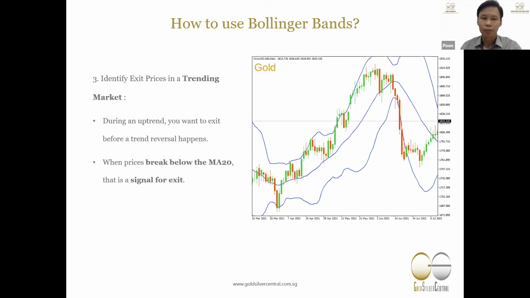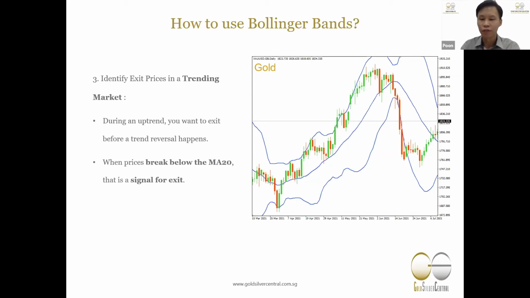So we talk about spotting opportunities for entry. So what about exit in trending markets? The concept for selling is you want to exit. You want to sell your precious metals before the uptrend turns into the downtrend, right? So what you can do here is that when prices break below the moving average 20, the middle band, the middle line, you see that the Bollinger Bands start to contract and squeeze together. That will be your signal to exit your position.